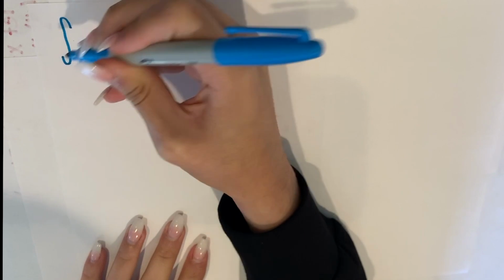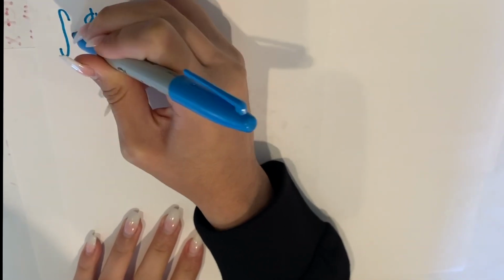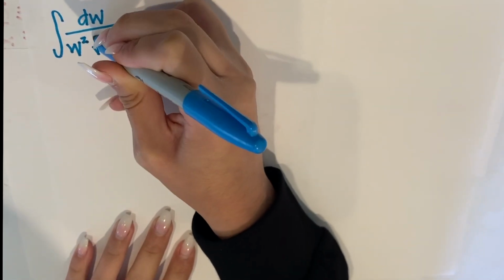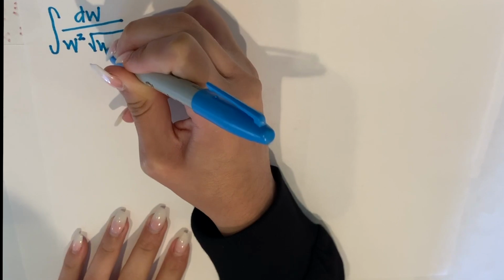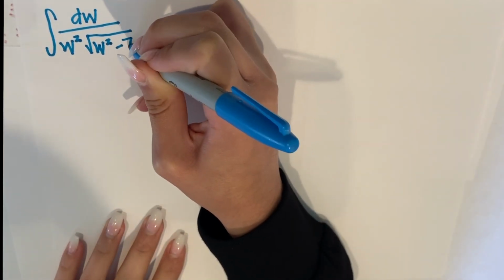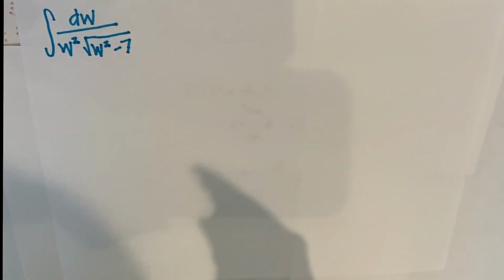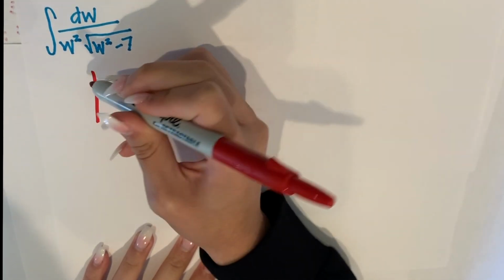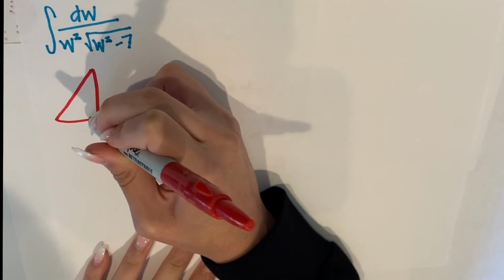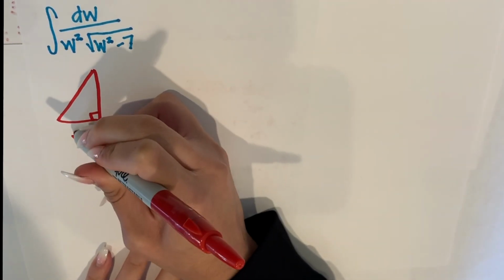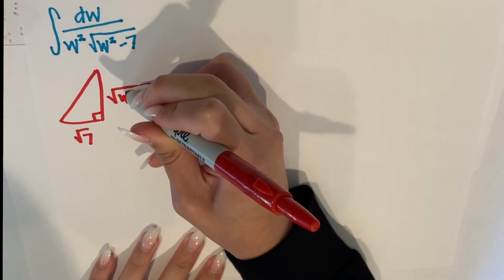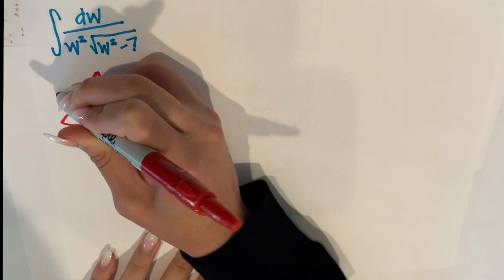We're going to take the antiderivative of dw over w squared times the square root of w squared minus 7. So for this problem, we are going to be using trig substitution. So we are going to start by drawing a right triangle. On the bottom, we are going to put square root of 7. On the right, we are going to put square root of w squared minus 7. And on the hypotenuse, we're going to put w.